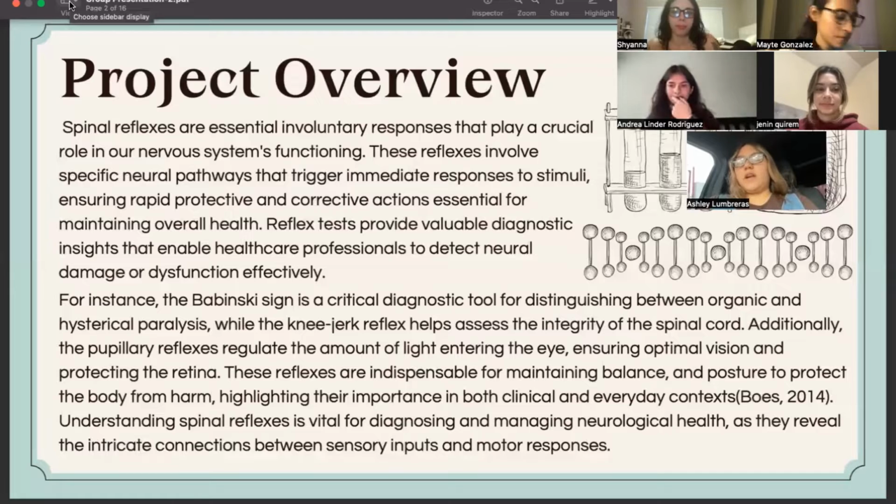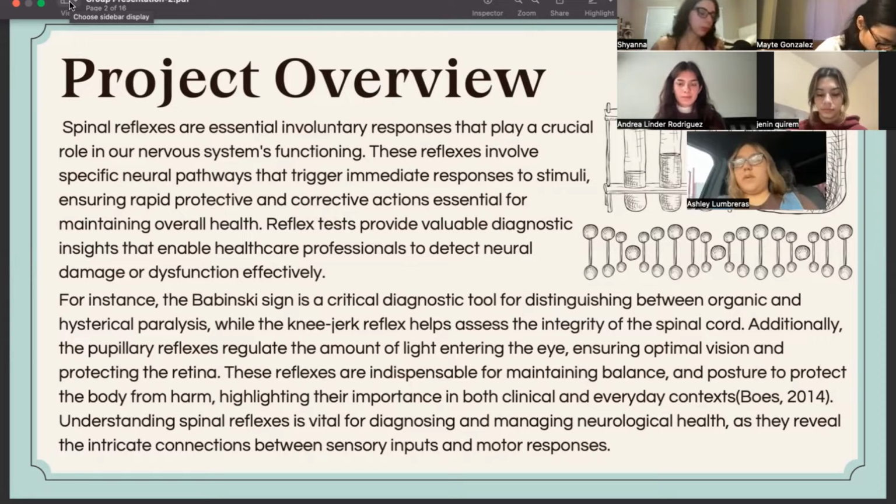Spinal reflexes are essential involuntary responses that play a crucial role in our nervous system action. These reflexes involve specific neural pathways that trigger immediate responses to stimuli, ensuring rapid protective and corrective actions essential in overall health. Reflex tests provide diagnostic insights that enable healthcare professionals to detect neural damage or dysfunction effectively.